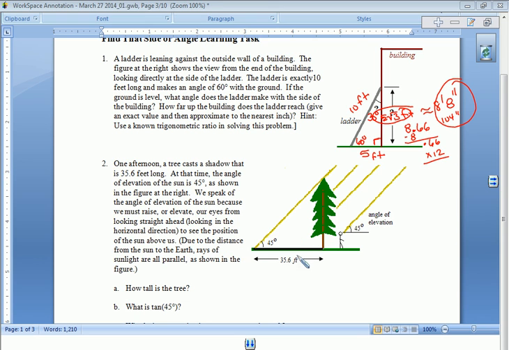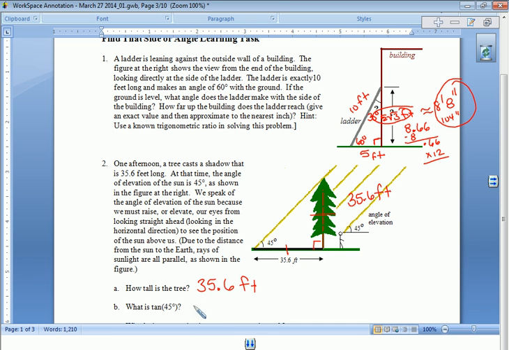On this next problem, we have a 45, 45, 90 right triangle. So Kyle, if one leg of this 45, 45, 90 is 35.6 feet, what is the other leg? 35.6 feet. And why do we know that? Because in a 45, 45, 90 triangle, the two legs are exactly the same. Very good. So, how tall is the tree? Well, we know, because it forms a 45, 45, 90 right triangle, that the height of the tree would have to be equal to this distance on the ground here.